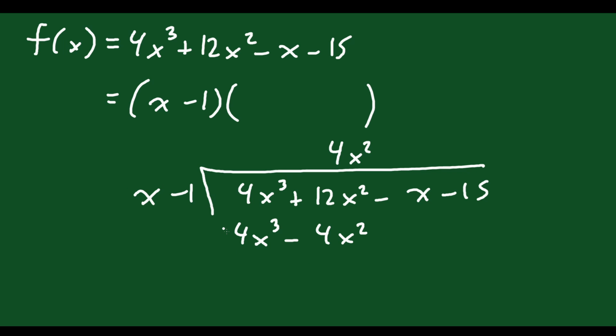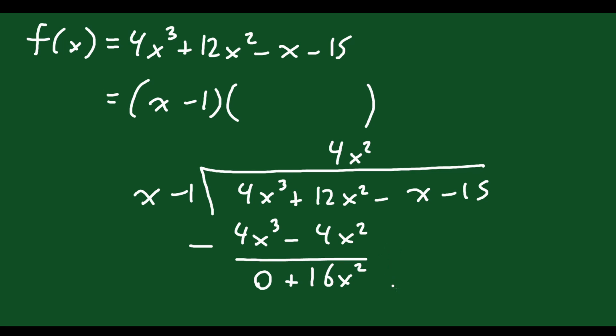Next, we're going to do some subtraction. So I'm going to subtract these two rows here. So 4x cubed minus 4x cubed is 0. You should always get 0 here because these should be the same term. And then 12x squared minus negative 4x squared. So that's like 12x squared plus 4x squared. That's going to be plus 16x squared, okay?